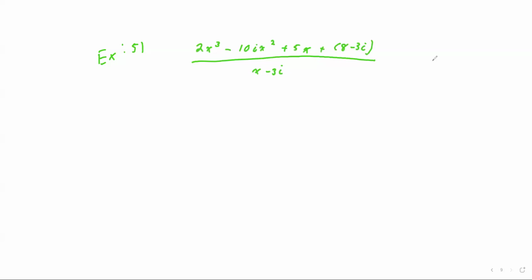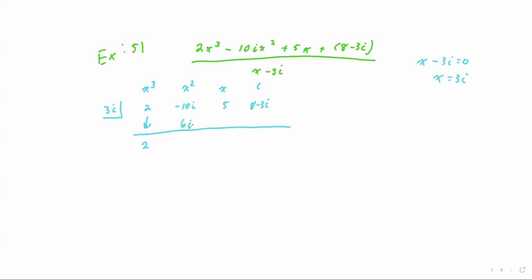So we take x minus 3i, set that equal to 0, so x equals 3i. So 3i would go into the window. And now I'm going to write all my coefficients. So x cubed would be 2, x squared would be negative 10i, x would be 5, and my constant would be 8 minus 3i. I have no missing terms, so I didn't have to fill in any zeros. Start the process by not forgetting to drop down the first number, and then repeat the pattern.